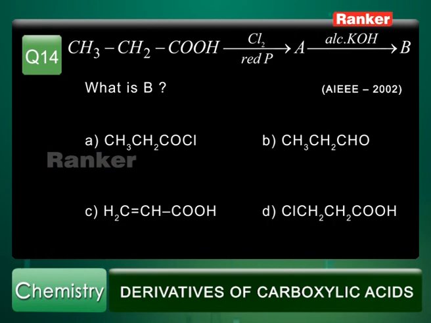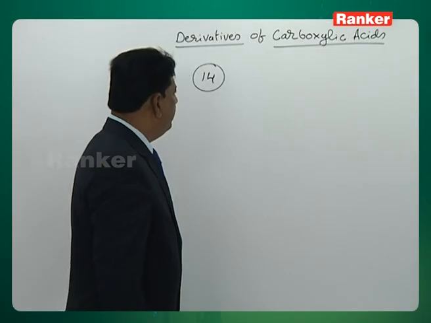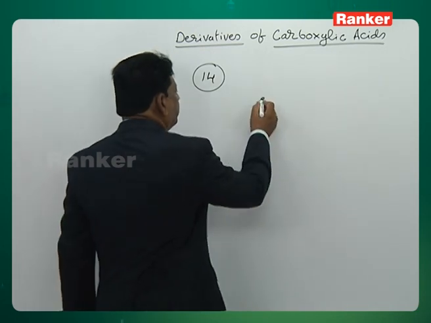Propanoic acid treated with chlorine and red phosphorus, A is formed. A on reaction with alcoholic KOH, compound B is formed. What is B? This was asked in the AIEEE in 2002, and the options are given. Option A is propanoyl chloride, option B is propanaldehyde, option C is an alpha beta unsaturated acid, option D is a beta chlorocarboxylic acid.